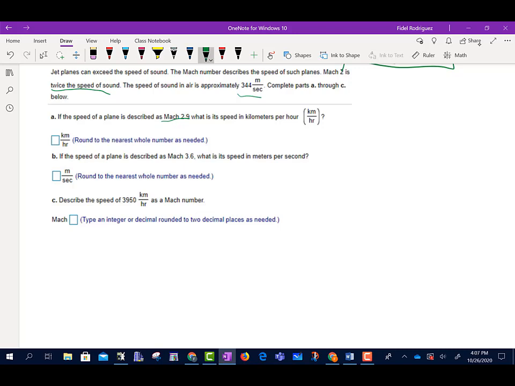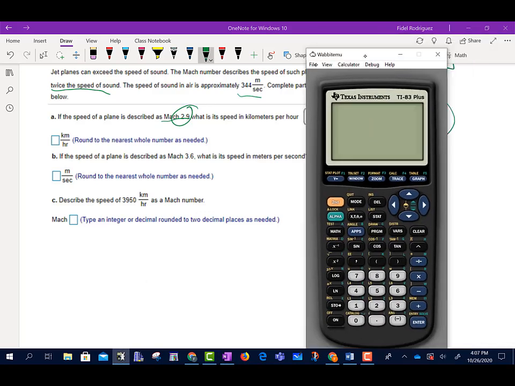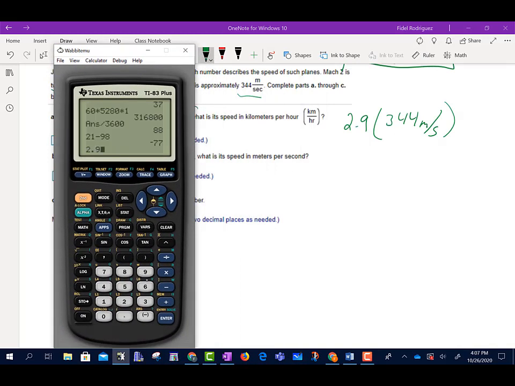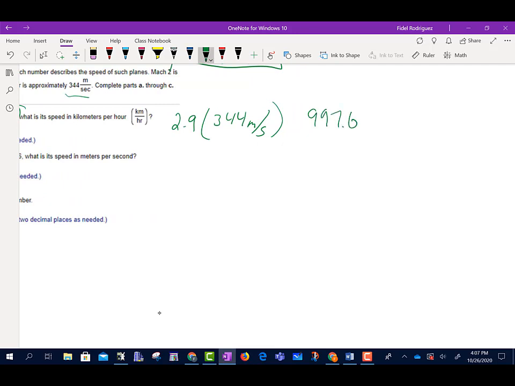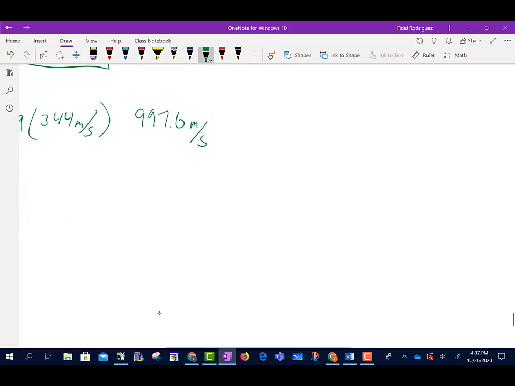Okay, so we want to find our speed in kilometers per hour. So what we're going to do now is, since we have 2.9, we're going to take 2.9 times 344 meters per second. Okay, so let me take my calculator, turn it on, 2.9 times 344, and I'm coming up with 997.6. Okay, so this is 997.6. This is still meters per second. Okay, we're trying to find our speed in kilometers per hour. So we're going to multiply this by something because we want to end up with kilometers per hour.